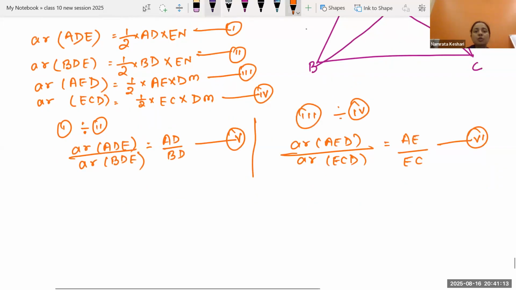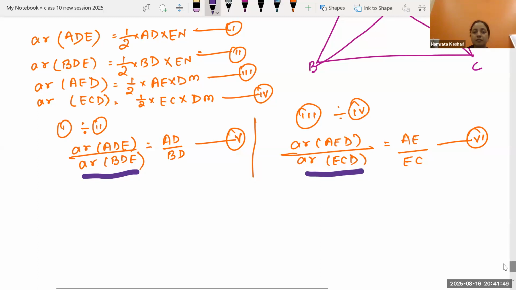Now first focus on the numerator. Can you see the numerator on both sides is the same? Yes, triangle ADE and triangle AED are the same thing. And what about the denominator? See carefully, the denominator is not the same. These two triangles, BDE and ECD, are not the same. Let's check it in the original figure: BDE and ECD.